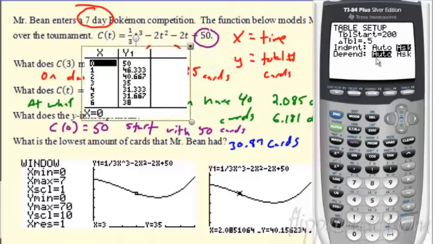Just one word of advice: don't change the dependent variable. It messes things up. It doesn't work. I'm not even sure why it's in there. You can't ask the y value. So don't even try. Don't even mess with it.